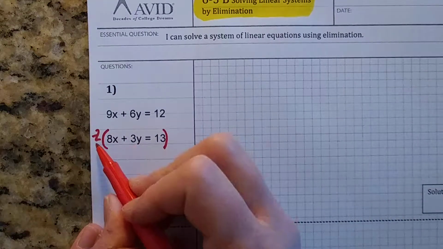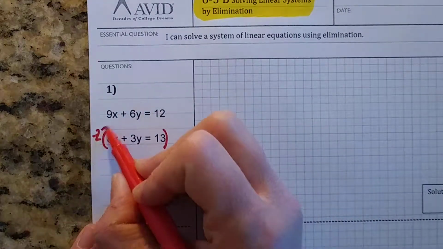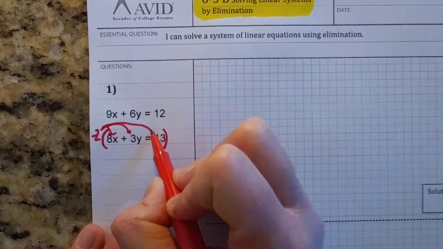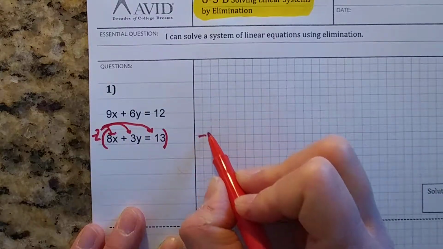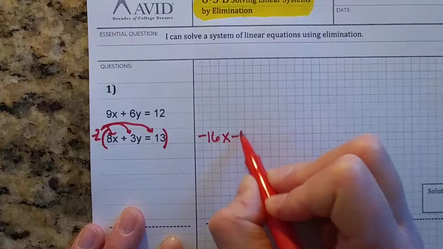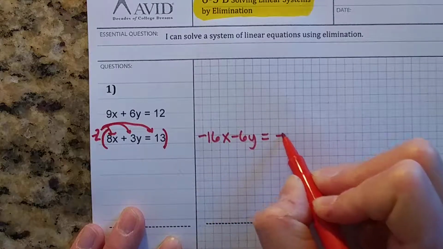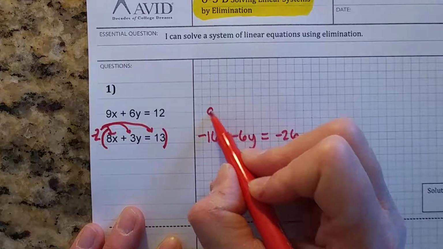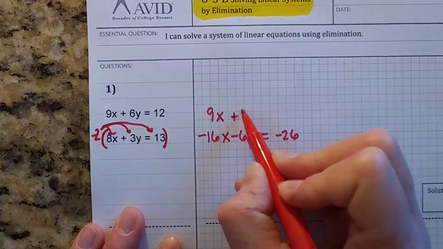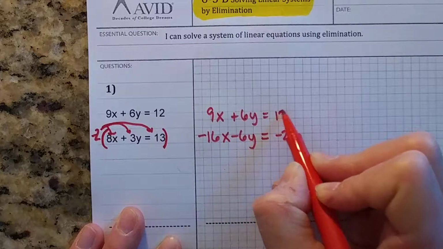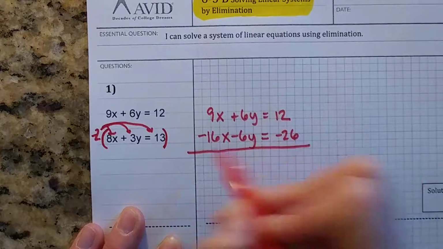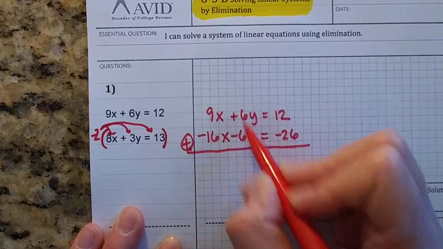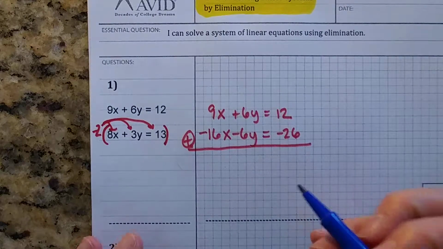Okay, so if I multiply this by negative 2, remember, everything by negative 2. That's what I would have. Now the top equation is going to stay the same. Now do you notice how if we add the equations, the y will cancel out? Let's do it.